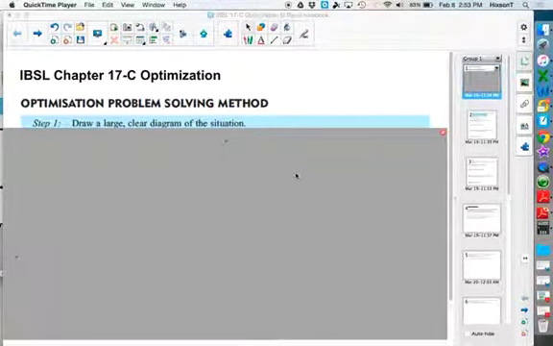So let's talk about optimization. What does the word optimization mean? Making it the best it can possibly be. Okay, trying to get something the best it can be. In problem solving, we're trying to find the best possible solution for a problem.